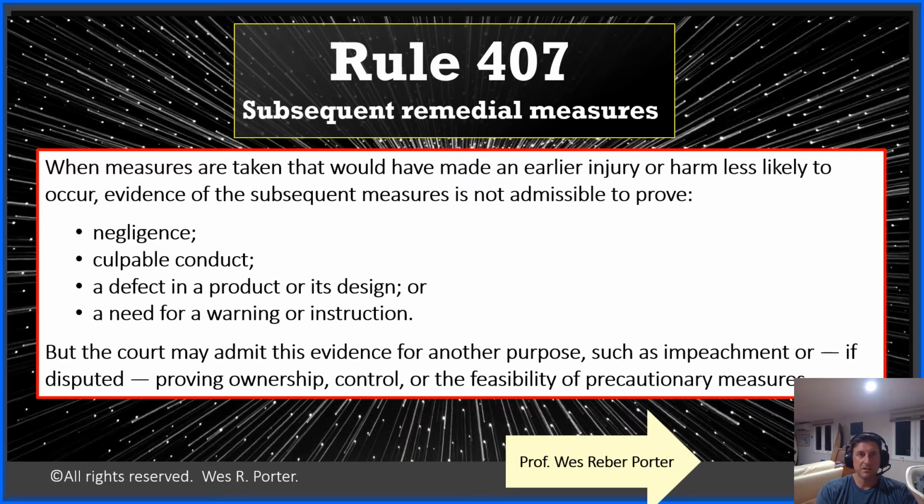The rule says when measures are taken that, had they been taken earlier, would have made the harm less likely to occur, then those measures are not admissible to prove essentially that they were negligent, culpable, that it's defective, whatever. So think about it. That's 3 foundational elements to this objection for the opponent. 1, there has to be a measure. We'll talk about what that is. The measure, if it had been taken before the accident, before the event in this civil trial, would have made it less likely to occur. So it's a measure that would have made a difference had they done it before.